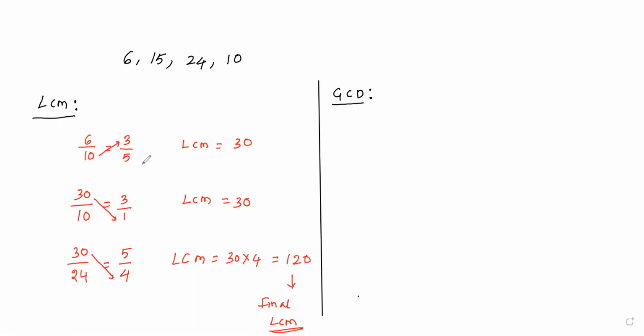Okay. So come to GCD. I am taking 6 and 10. So 3 and 5 I got. So your GCD becomes 6 by 3, that is equal to 2. Now I am taking these two and the remaining number, any one of you can take 24 or 10. Let me take 24. Then I will get 1 and 12. So here the GCD becomes 2 by 1, which is equal to 2.